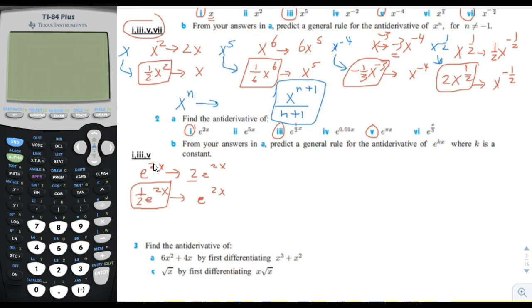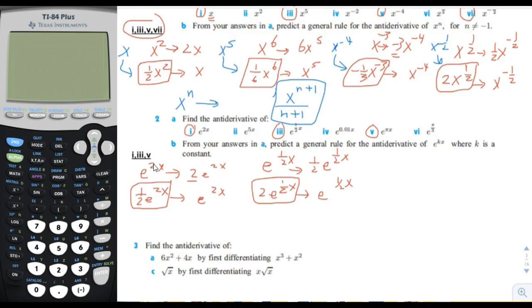For 3, we want to get e to the 1/2 x. So what if we just took the derivative of e to the 1/2 x itself? We end up with that, which is not exactly what we want. We didn't want the half, so we'll multiply by 2, and now we'll get exactly e to the 1/2 x. Okay, so the antiderivative is that.